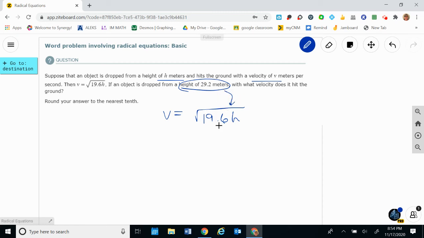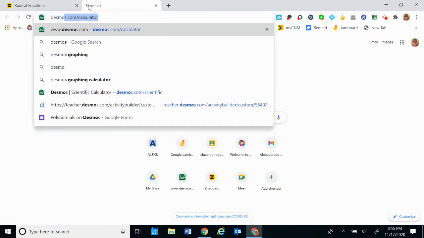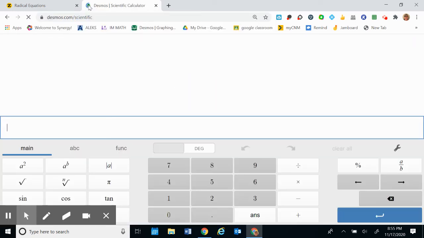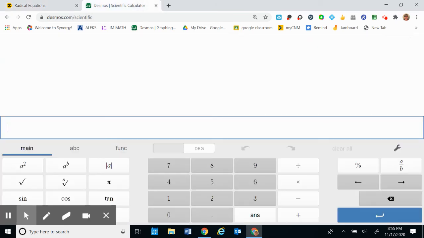So write down the formula first, and then it gives you a height of 29.2. That means you're plugging in for h. So v is equal to the square root of 19.6 times 29.2. And you have to just go to a calculator. Okay, that's all we're going to do. We're going to go to Desmos Scientific. And we're going to plug in this problem. The 19.6 times 29.2.